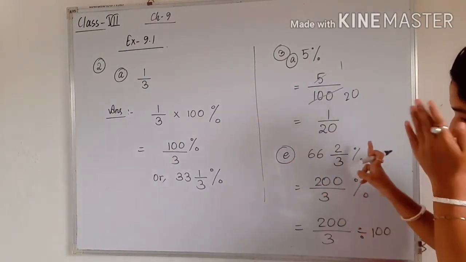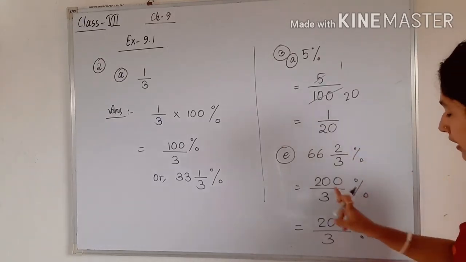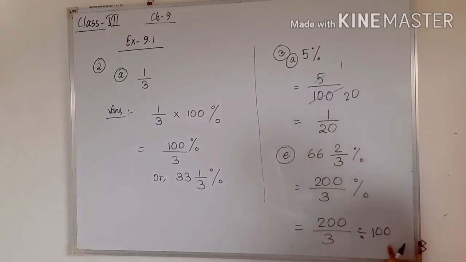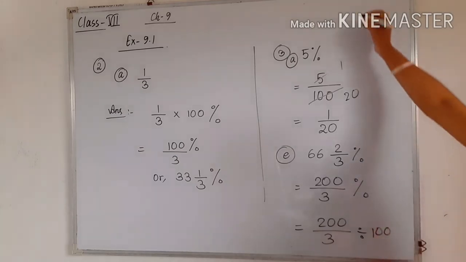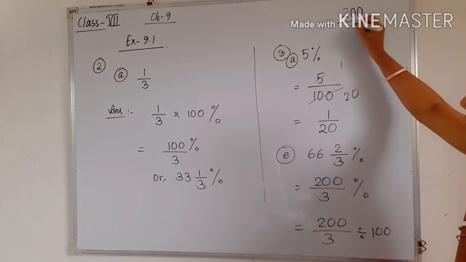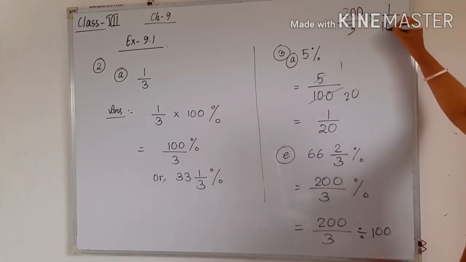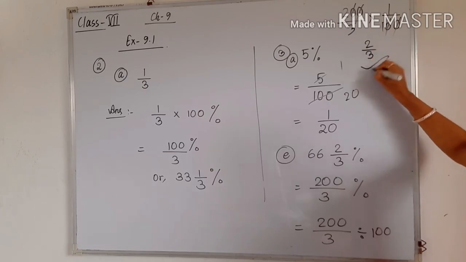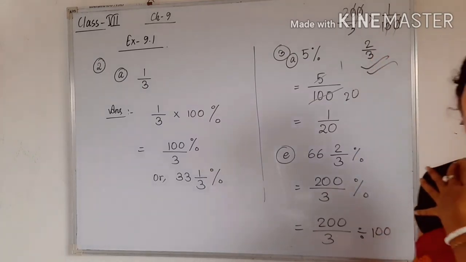So first of all, convert this into an improper fraction and then divide it by 100. So after dividing it by 100, you have to remove the percentage symbol. So now see, after removing the division symbol, you can write this number as 200 by 3 into 1 by 100. So just cancel this one. So you will get 2 by 3. So this will be the answer of number E.